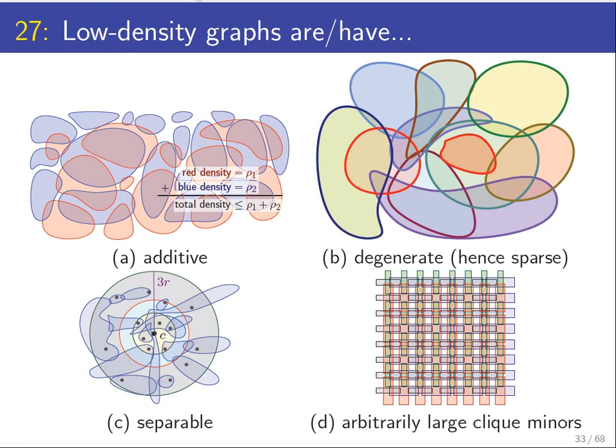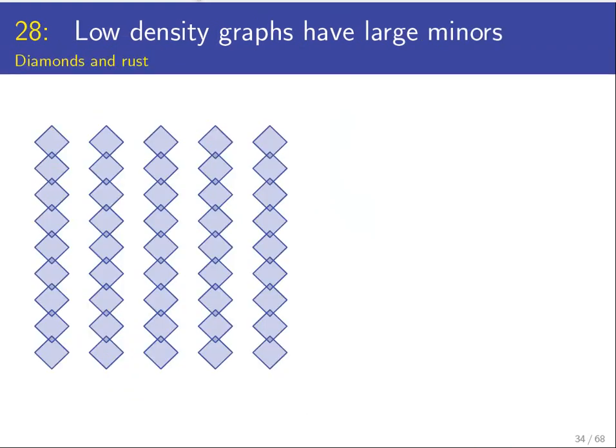Low density graphs are also separable. The proof I just showed you for the planar case goes through verbatim in this case. And on the negative side, such graphs can have arbitrarily large clique minors, which is of course bad news, because having arbitrarily large clique minors implies that potentially they can have quite dense structures hidden in them.